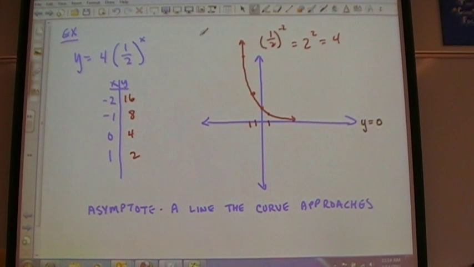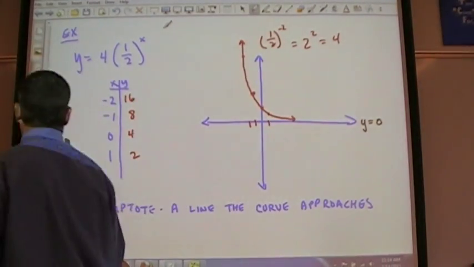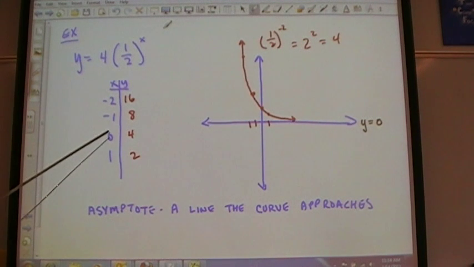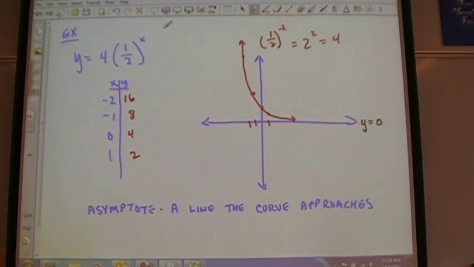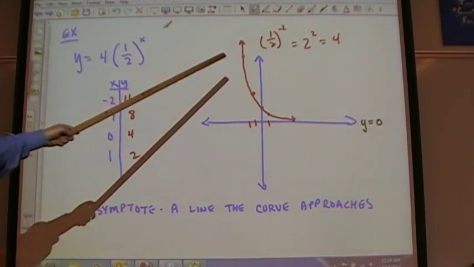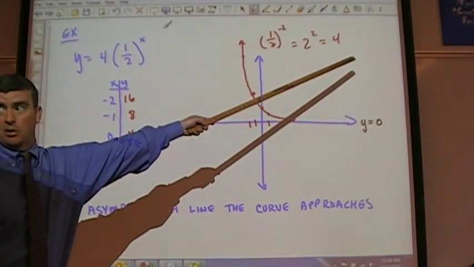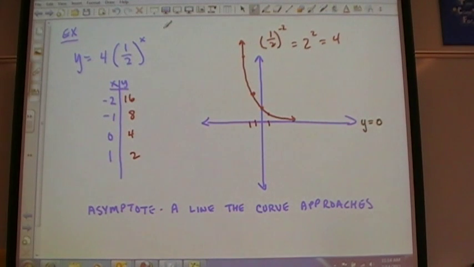Alright, and the last example, this would be a decay, and the table that I would give you here for a decay would be -2, -1, 0, and 1. Make sure you understand how I got the y values there. If x is -2, what's 1/2 to the -2? It's 4. And 4 times 4 is 16.